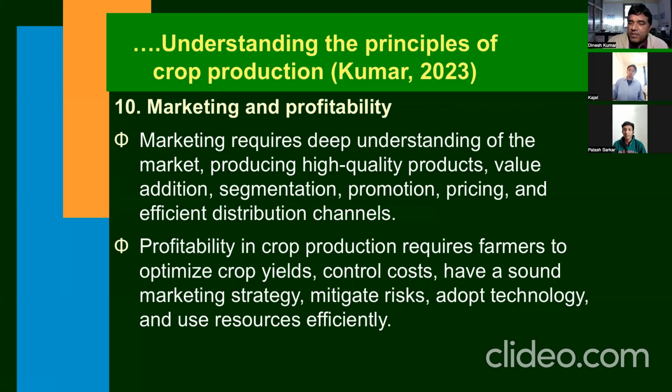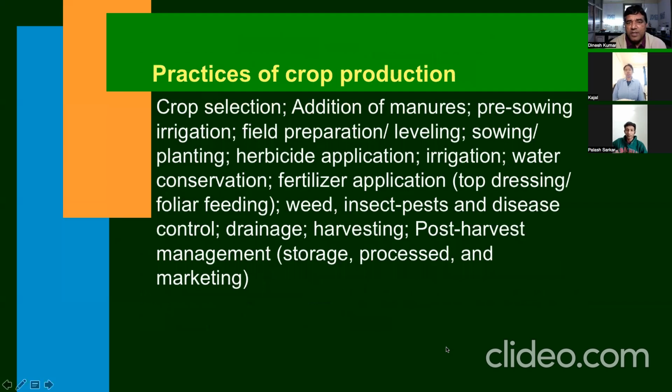Profitability in crop production requires farmers to optimize crop yields, control costs. Cost or reduction of cost is also important, and have a sound marketing strategy, mitigate risk, and adopt technology and use resources efficiently.